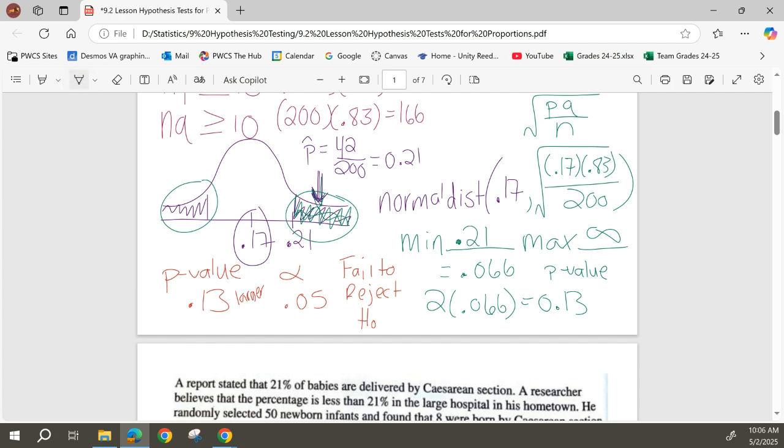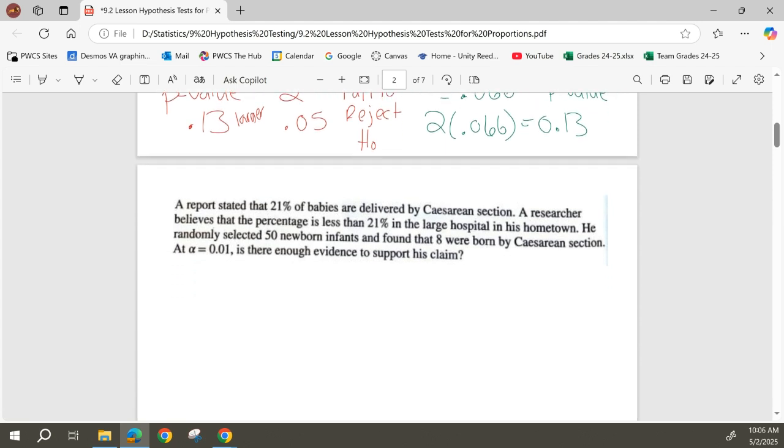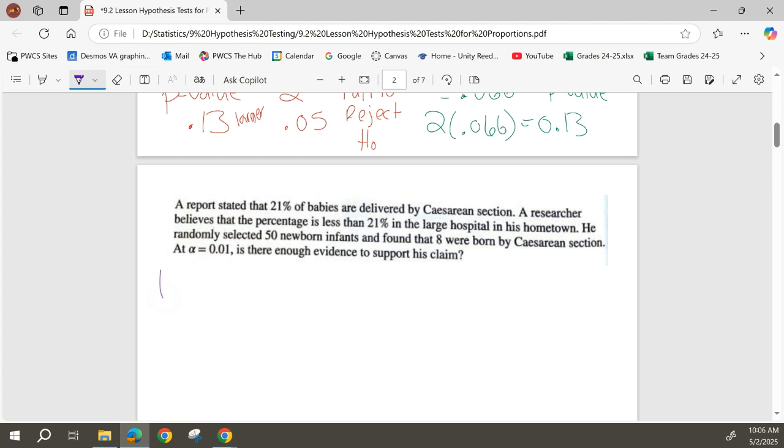So we will write this up just like we did with means. And I'm actually going to go down here into the second space because I've run out of space. So we always establish what is our p-value. So our p-value is 0.13. We establish what alpha we compared that to, 0.05. Because I've failed to reject, I'm going to say there is not enough evidence.